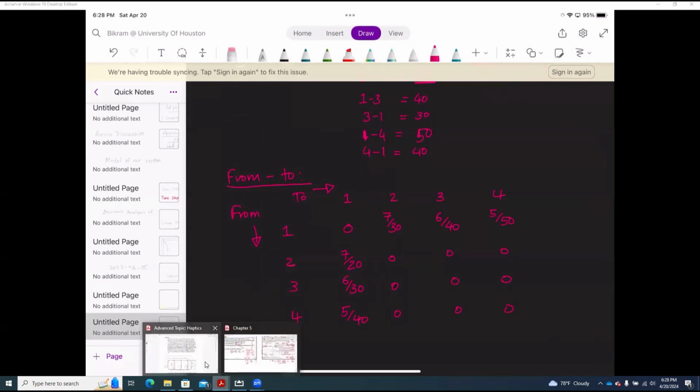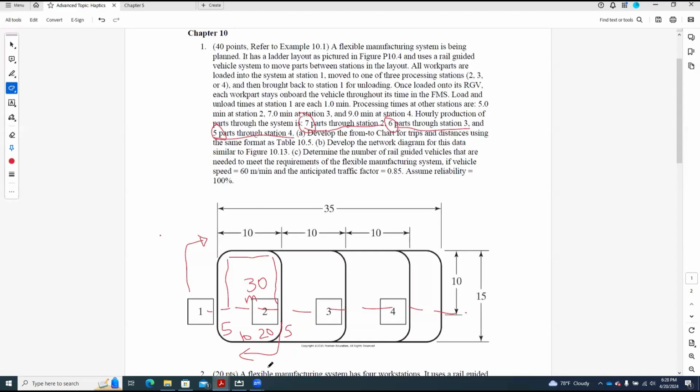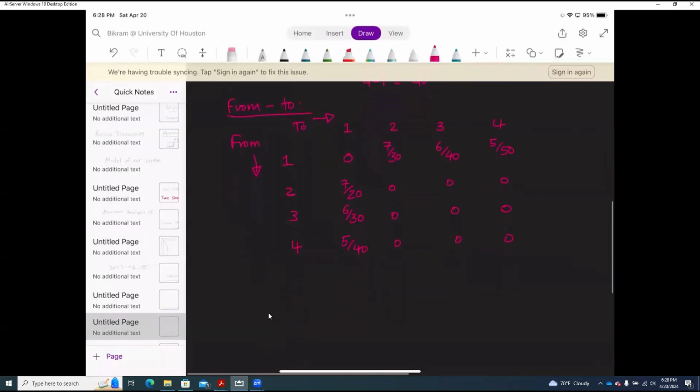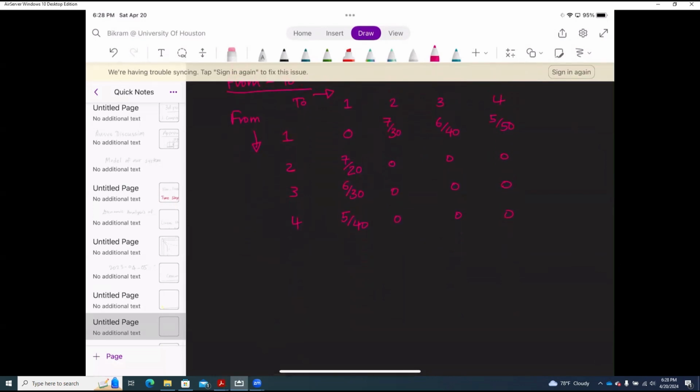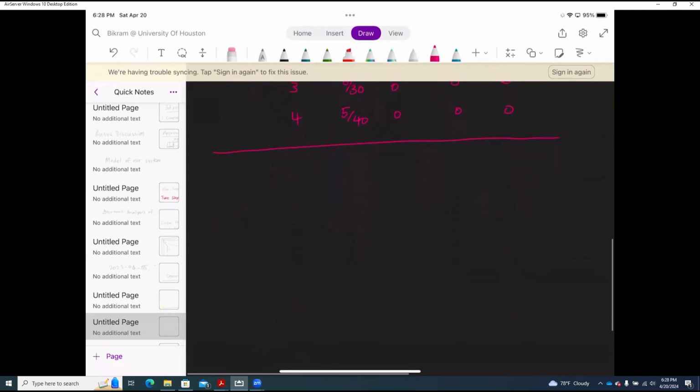We are done with the first part of the equation, and second is the network diagram. So let's draw the network diagram. As you can see, all the parts go from station 1. We can draw station 1 here, and from station 1 to station 2, 7 by 30, this is when we go to station 2. The arrow is in this direction. And when we come back, it travels 20.